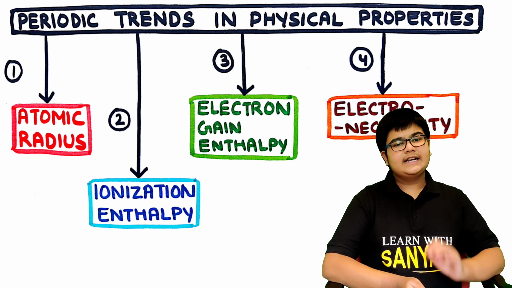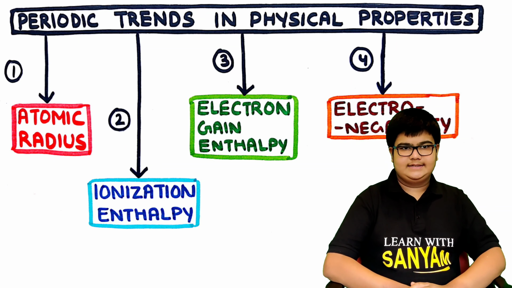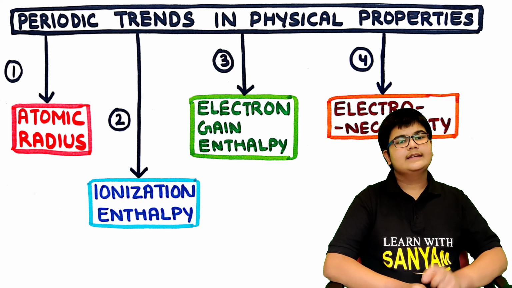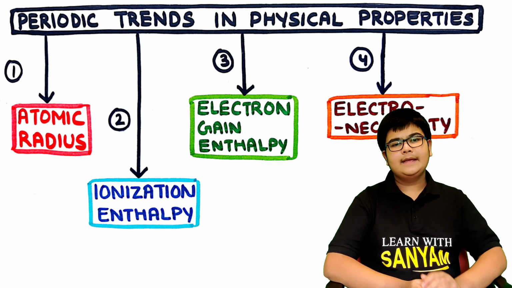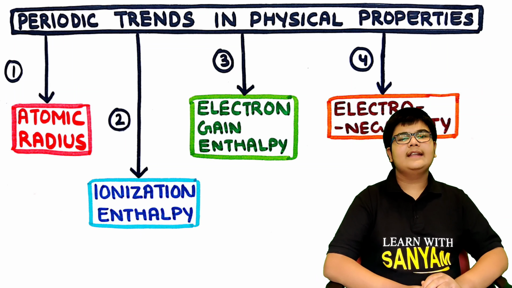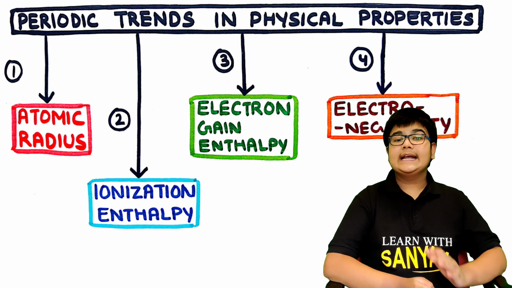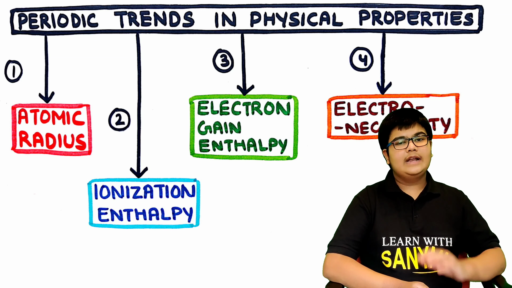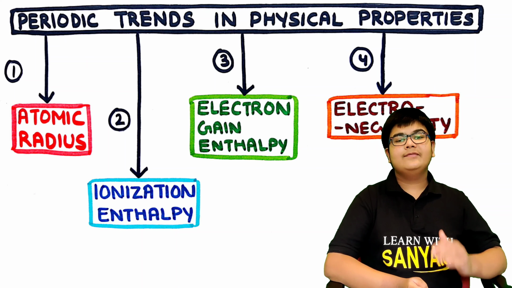Now in this we shall discuss 4 periodic trends: first, atomic radius; second, ionization enthalpy; third, electron gain enthalpy; and fourth, electronegativity. Let's understand each one of them with various examples.